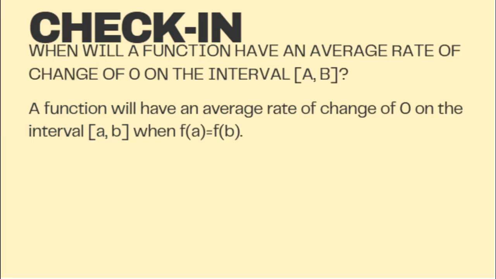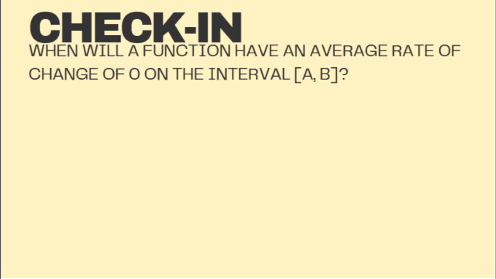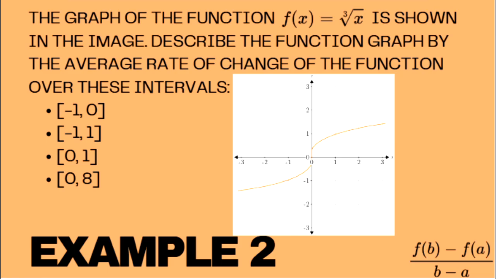Here's another check-in. When will a function have an average rate of change of 0 on the interval AB? That's when f of a equals f of b. So if they end up equaling the same number, there's not a change. It's just a flat line. Hey, look at that. I can't even draw straight. There, that's a little bit better. And look, I switched those slides.